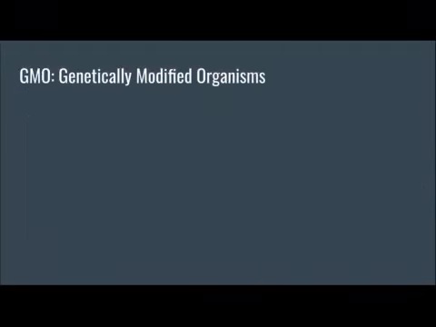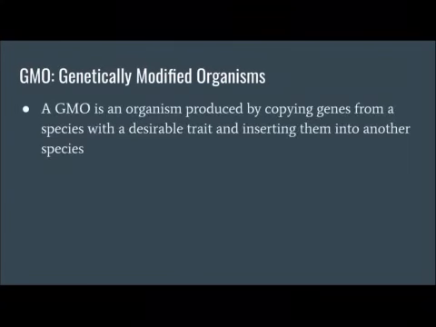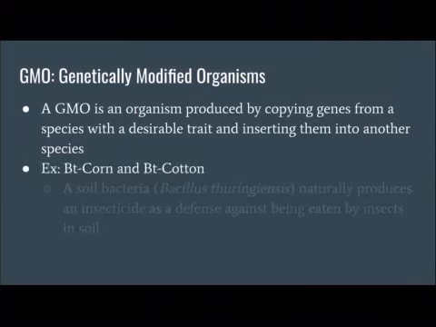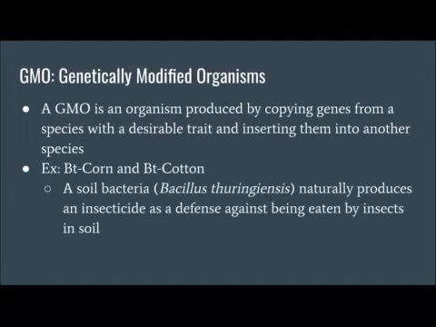There we go. All right, so GMOs, or genetically modified organisms, are, when we use those on the farms, we are copying genes from a species that has a desirable trait and inserting those genes into another species. So probably the biggest example is the BT corn and BT cotton. There exists a bacteria in the soil that naturally produces an insecticide that keeps it from being eaten by insects.